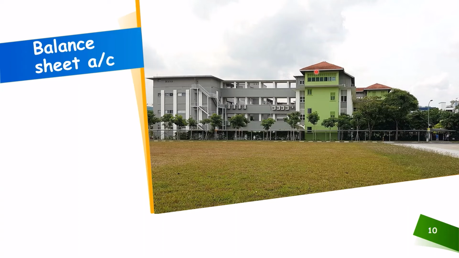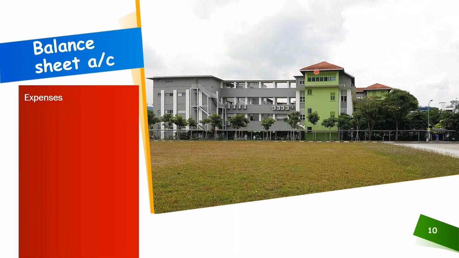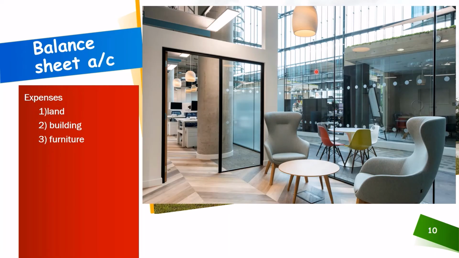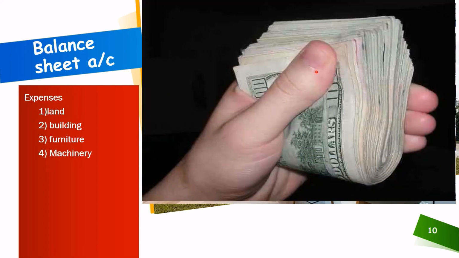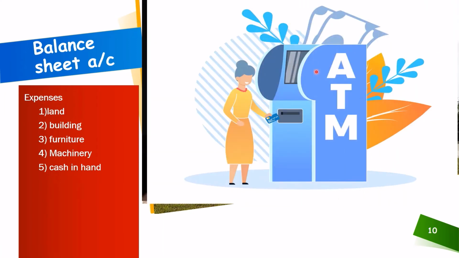Assets are things valued for any proprietor or owner. Let me see what the assets are. The first one, land, is an asset, and building is an asset, and next furniture is an asset, and machinery is also an asset, and cash in hand. If you have 1 lakh rupees or 1 crore rupees at home, in your hand or in your pocket, it is also an asset. And cash at bank is an asset, and goodwill, meaning the company's name and fame, is also an asset.